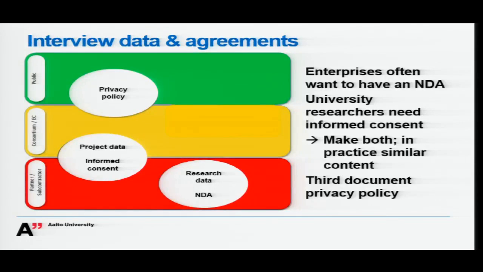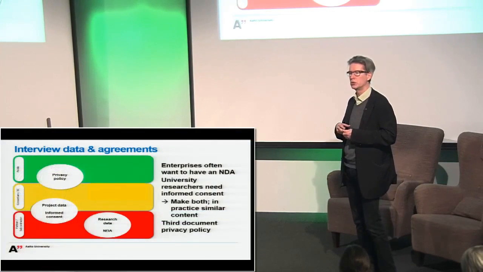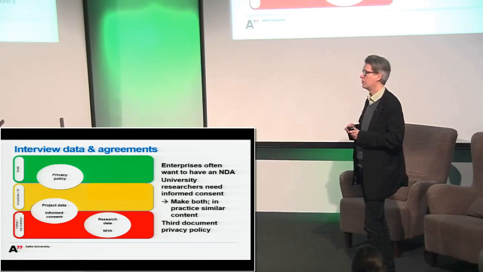I just quickly made a modified figure from what I showed before, of the different levels of confidentiality in the data, and the different kinds of agreements concerning interview data. The more confidential the data is, the stricter the agreements, such as non-disclosure agreements with the enterprises whose employees are being interviewed. For example, the researchers typically need informed consent, which contains more or less the same issues, and then a public-private policy.